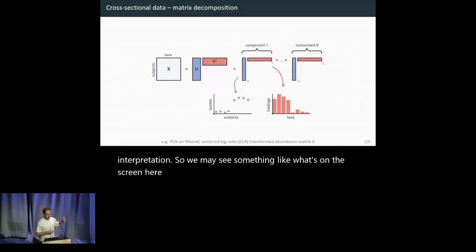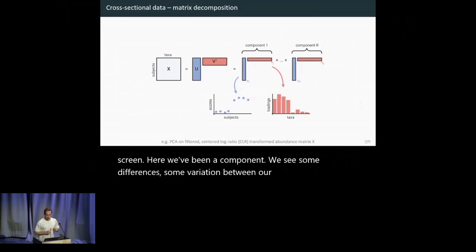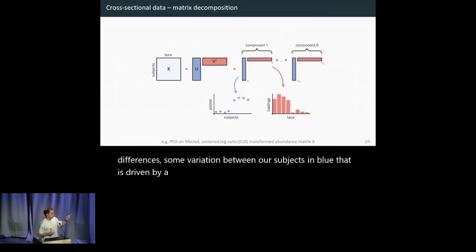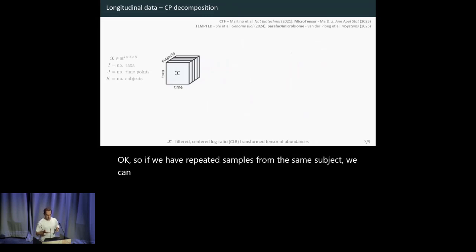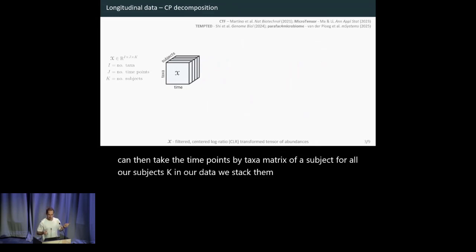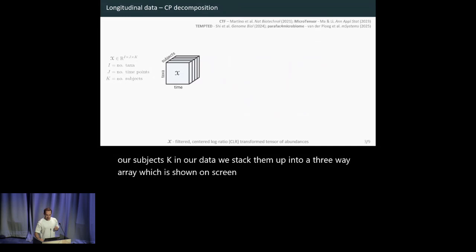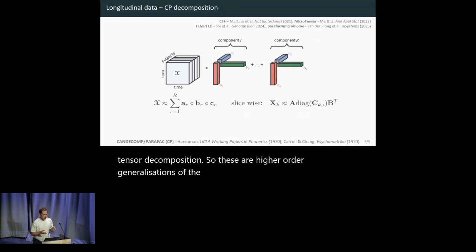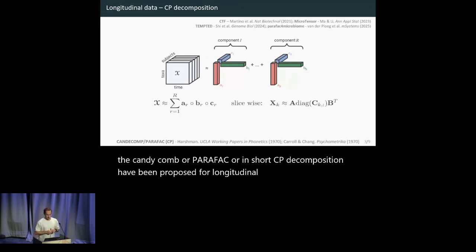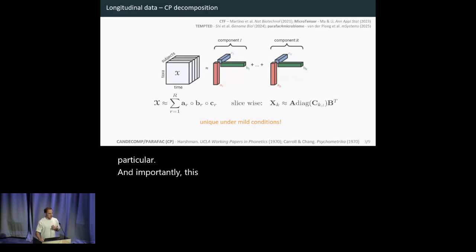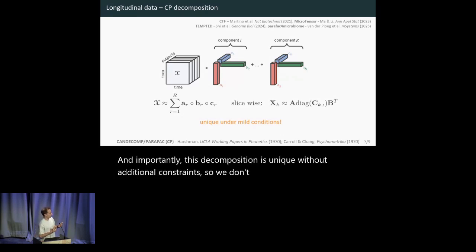In a component, we see some differences, some variation between our subjects in blue that is driven by a particular microbial signature in red. Okay, so if we have repeated samples from the same subject, we can then take the time points by taxa matrix of a subject. For all our subjects K in our data, we stack them up into a three-way array, which is shown on screen. And then we can apply our tensor decomposition. So these are higher order generalizations of the PCA. And recently, approaches based on the CandyComp or Parafac, or in short, CP decomposition, have been proposed for longitudinal microbiome data in particular. And importantly, this decomposition is unique without additional constraints, so we don't need the orthogonality that we had in the matrix case.